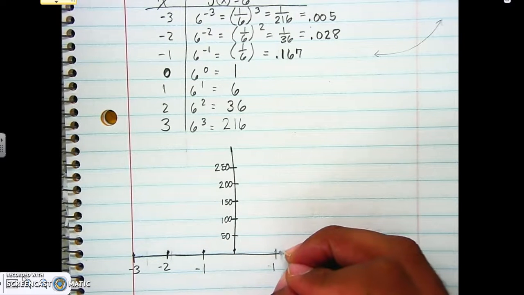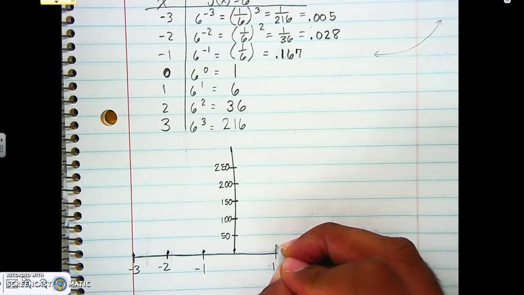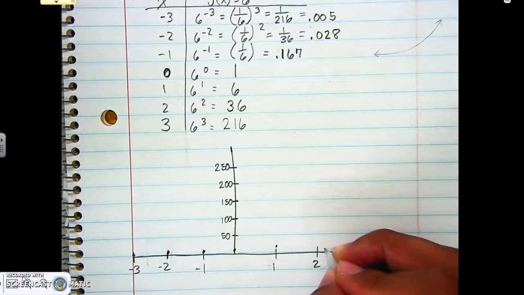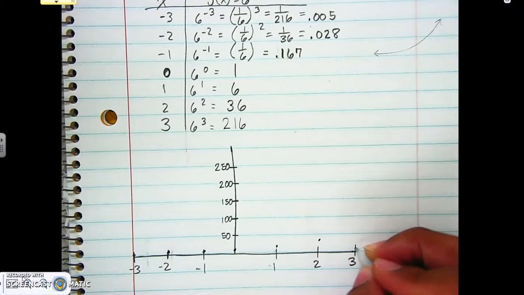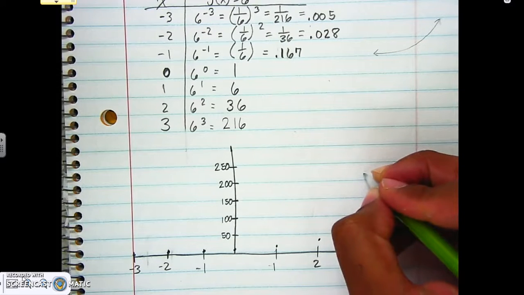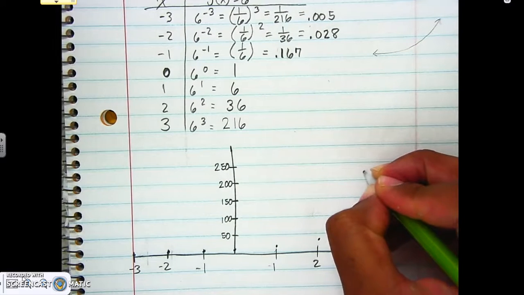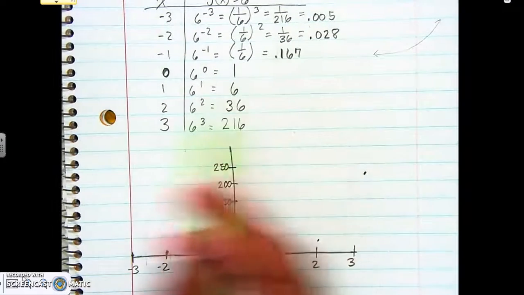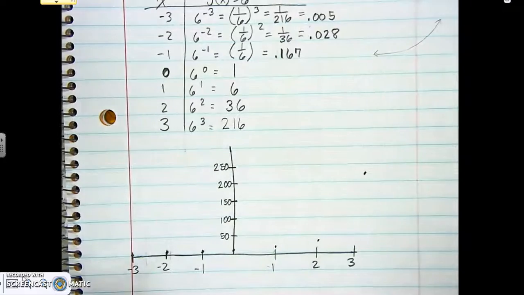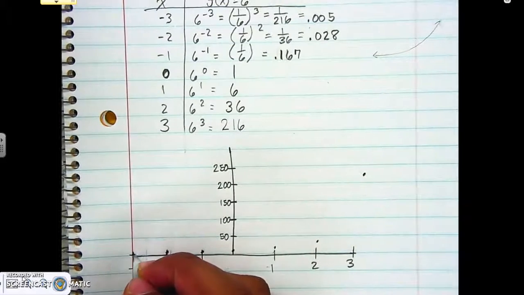And then for 1, it's at 6, so it's a little bit higher. For 2, it's at 36, so it's a little bit higher. Not 50 yet. And then at 3, it's at 216, so that's way up here. Somewhere between that. Alright, so we just did the ordered pairs there. X and Y, X and Y. Alright, so let's go ahead and graph it out.